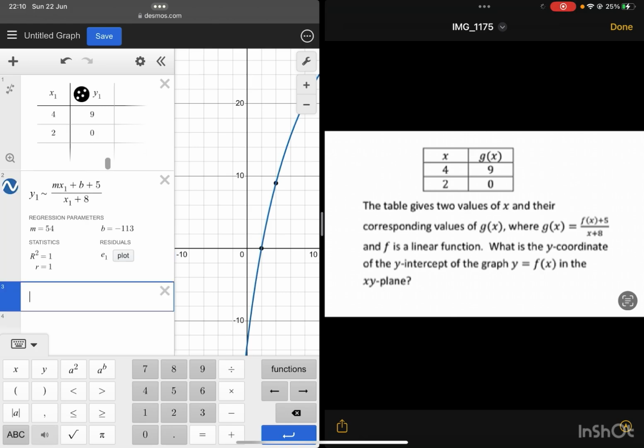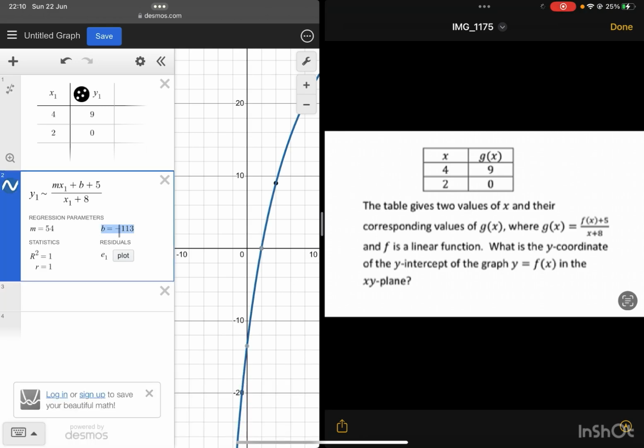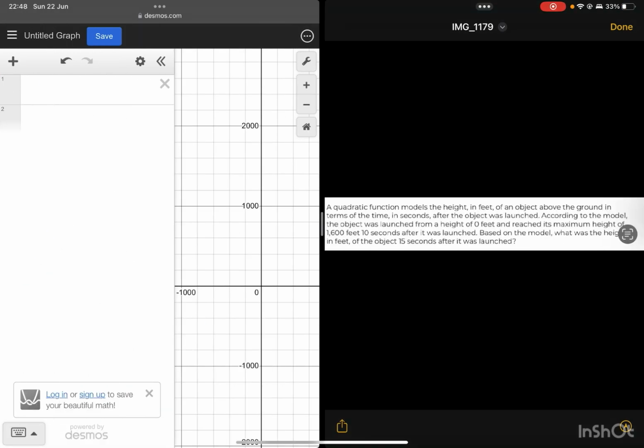Okay, so we have the answer right here, which is b equals negative 113, which is the y-coordinate of the y-intercept of the graph of y equals f(x). Okay, on to the next question.